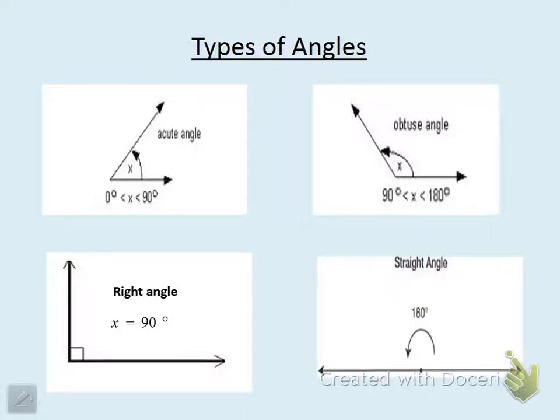A straight angle is basically a ray or a line, so that's going to equal 180 degrees. Okay, so this line always equals 180 degrees. A straight angle is always 180 degrees.